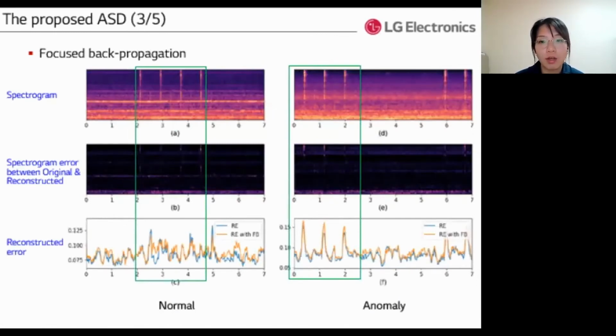These figures show the effects of training the model with focused backpropagation. Figures on the left side are results of normal samples, and on the right are anomaly samples. Figures in the first row are spectrograms, in the second row are spectrogram errors between the original and the reconstructed, and in the last row are the reconstruction errors. As shown, using focused backpropagation in the training phase has the effect of increasing the deviation of reconstruction errors in periods where actual machine sounds occur.